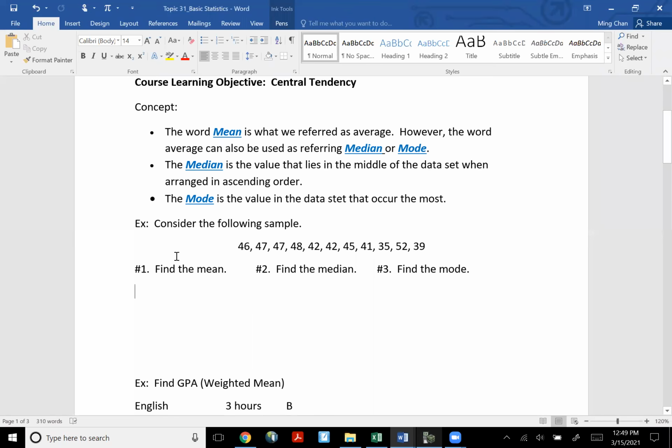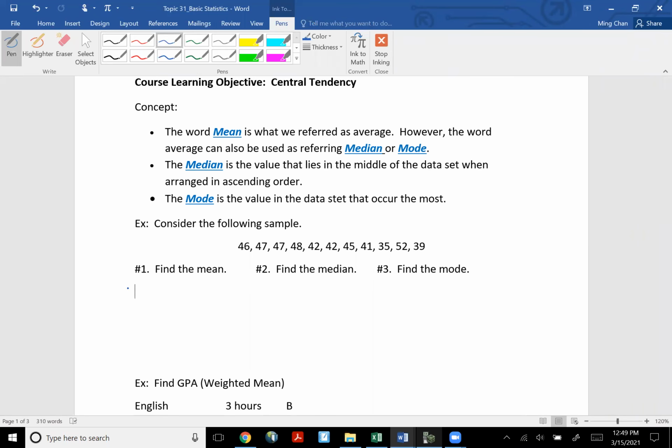I'm not going to write all this out. I'm not going to write out all the numbers added together. I'm just doing it in the calculator.